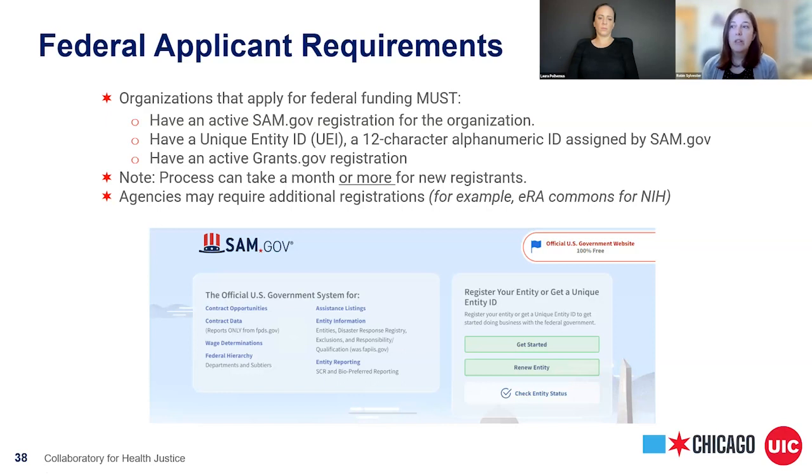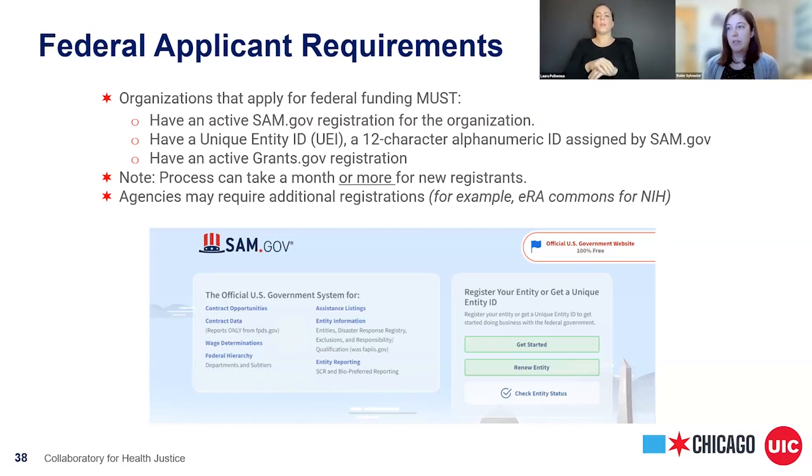So for federal grants, all applicants are required to be registered in SAM.gov and obtain a unique entity identifier, or UEI. This was previously referred to as a DUNS number and recently changed within the last couple of years. So if you had a DUNS number already and were registered in grants.gov, then you most likely now have a UEI in SAM.gov.